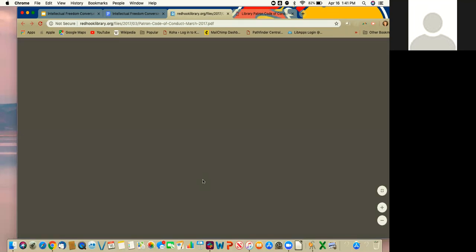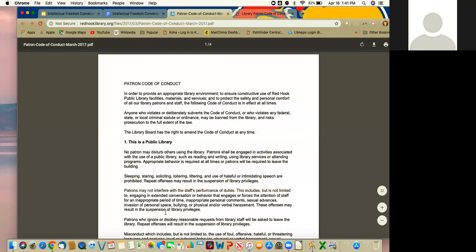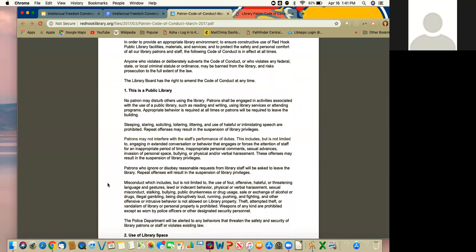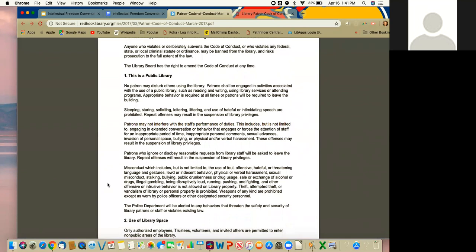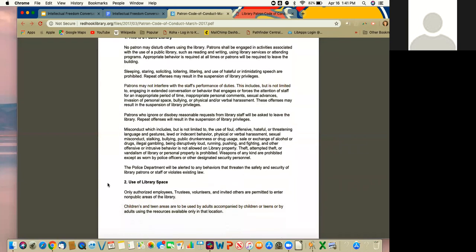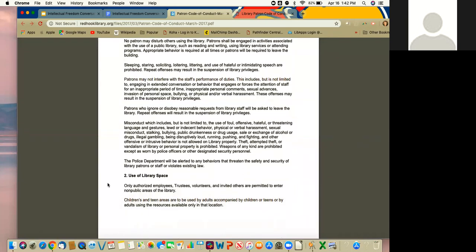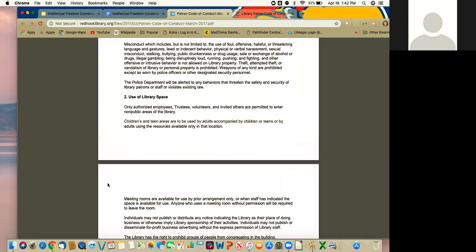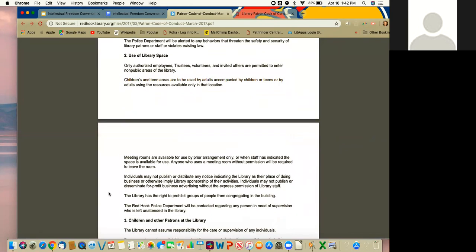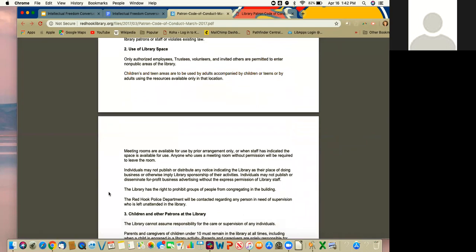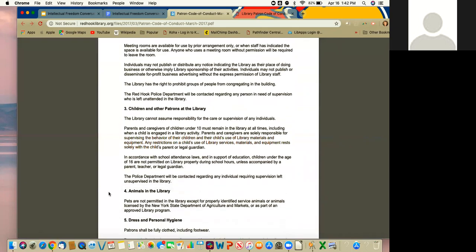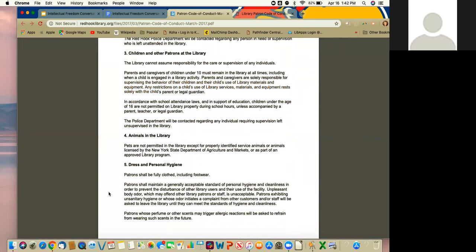So here's one from a smaller library. We're not really sure where this is. I should have taken better care to find that out. But it looks like one that we think would appeal to most of the libraries in our system. It defines what it is. It talks about the use of the space. It goes on to even address meeting rooms, what people can and cannot do within the library in terms of publishing or distributing materials. It talks about children and other patrons of the library, animals, a lot of what was in the other policy, but it's spelled out a little bit more.